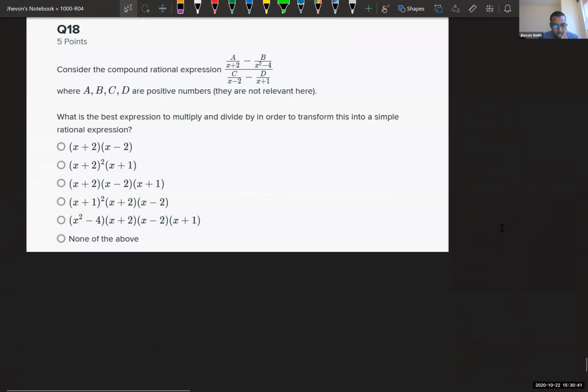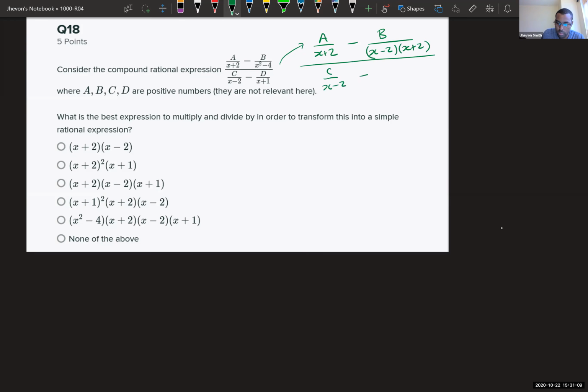Okay, consider the compound rational expression. What is the best expression to multiply and divide by in order to transform this into a simple rational expression? This is the LCD. So I would just realize that this here is a over x plus 2 minus b over x minus 2 times x plus 2, over c over x minus 2 minus d over x plus 1.